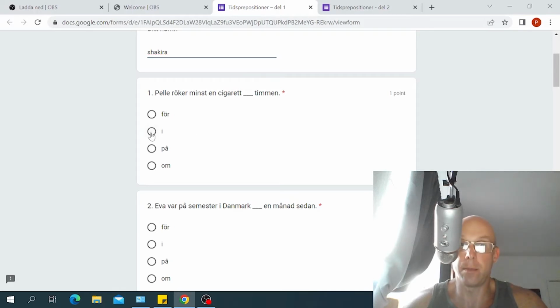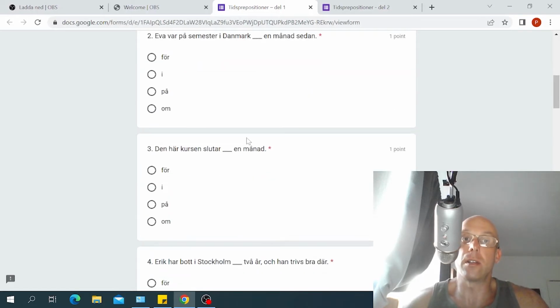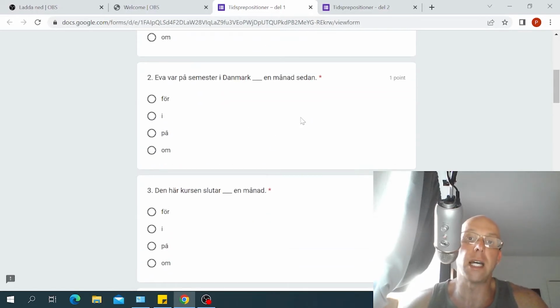We use i. And that is something you will have to learn, that for certain words, certain words will take certain prepositions. So what you should look for in these kind of sentence constructions is the last word. So here it's the hour. So when you have timmen, that will take i. When you have sekunden, minuten, and so forth, most of the words will take the preposition i when we're talking about frequency. There are a few exceptions, but most of them will take i. Okay? Second question. "Eva var på semester i Danmark."